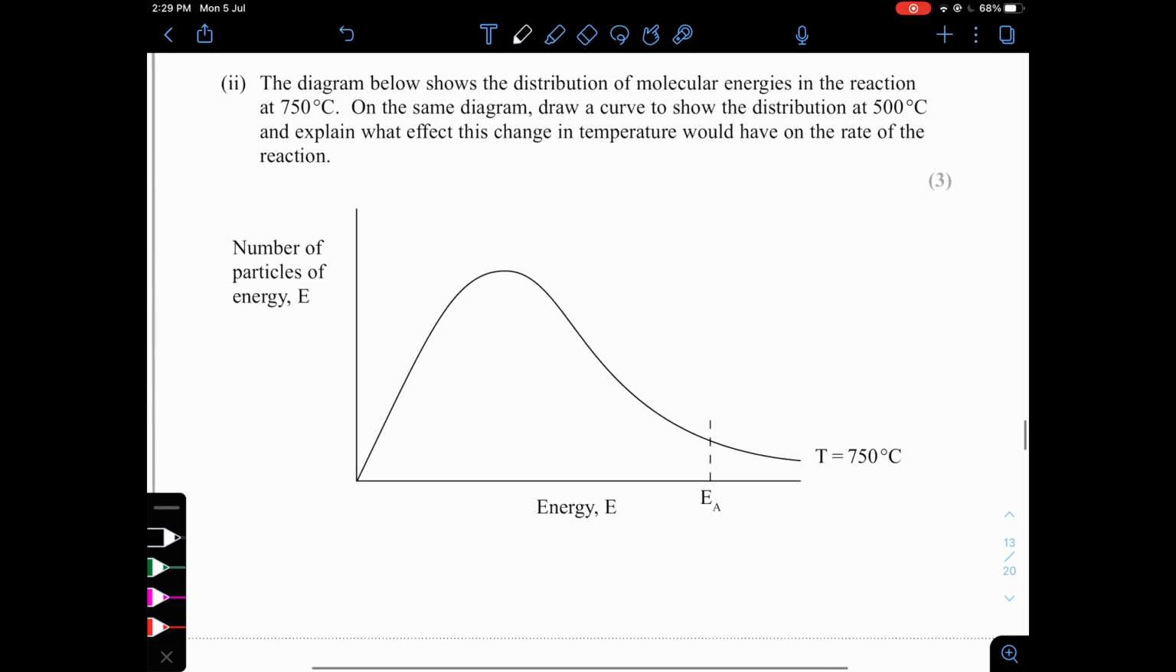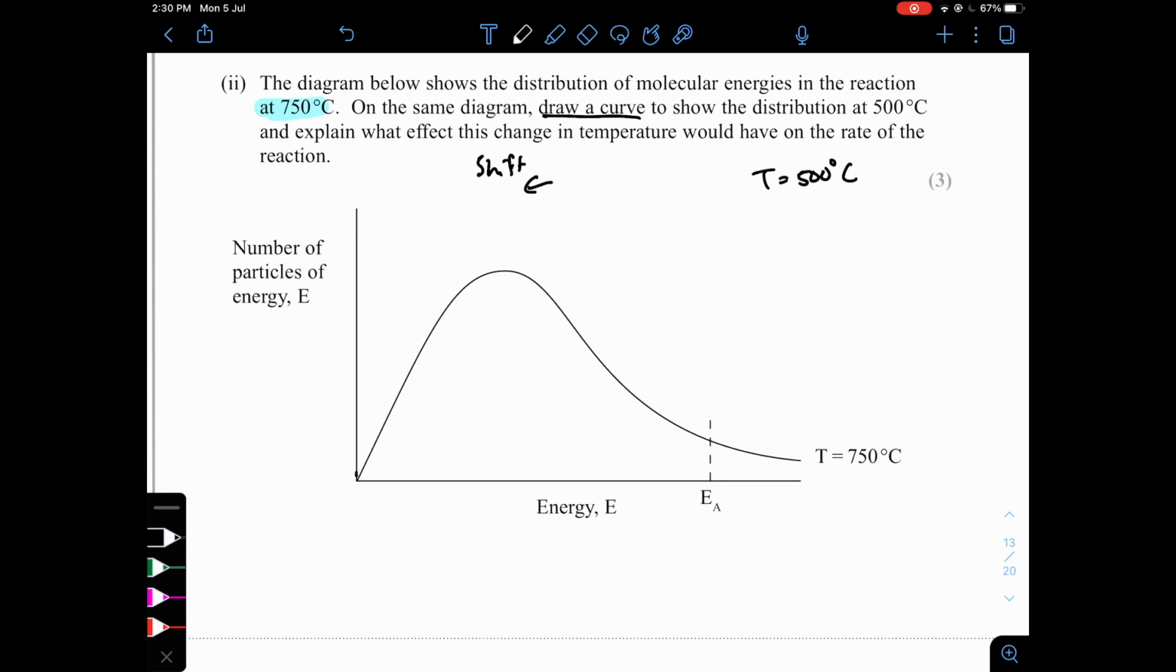The diagram shows below the distribution of molecular energies in the reaction at 750 degrees. They want us, on the same diagram, to draw a curve at temperature equals 500 degrees. Explain what effect this change in temperature would have on the rate of reaction. So if we have a lower temperature, what happens? On the diagram, the peak should shift to the left.